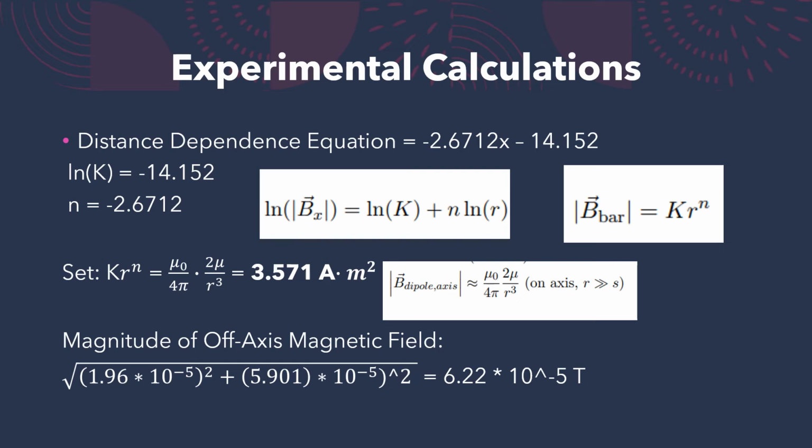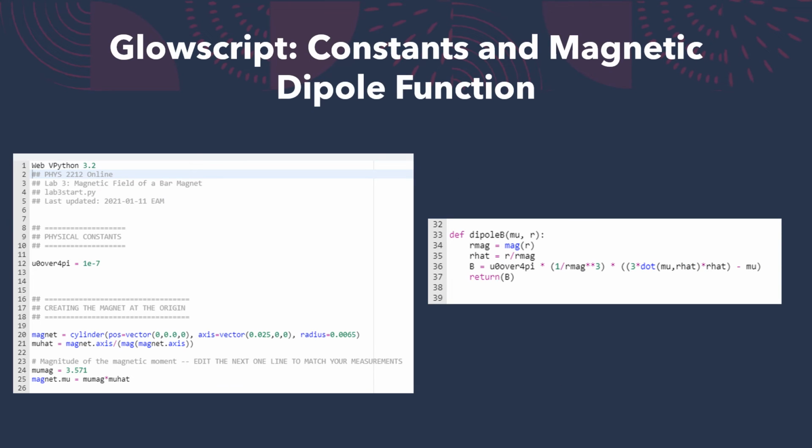You set the kr to the n equal to the B dipole on axis equation to find the magnetic dipole moment, which is equal to 3.571 amperes per meter squared, and the magnitude of the off-axis magnetic field using the data that I showed before. The magnitude was found to be 6.22 times 10 to the negative fifth.